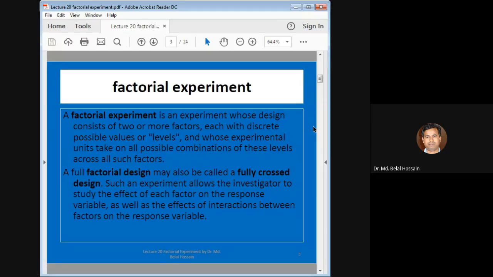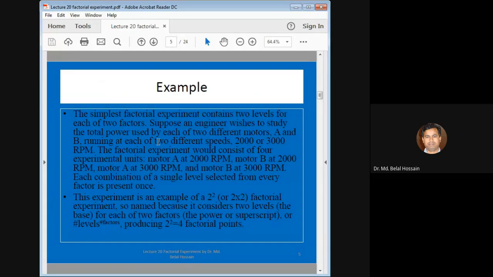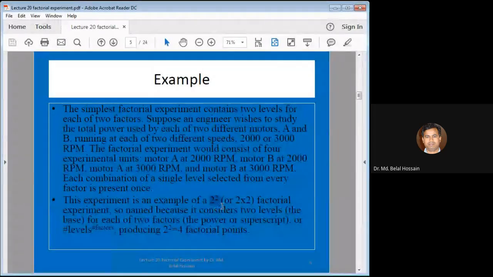Okay, so for example you have, say, 2 factors. For example, we talk about 2 by 2, 2 cross 2 or 2 to the power 2 experimental design, that we call it factorial experiment. So 2 to the power 2, 2 squared sometimes you call it.